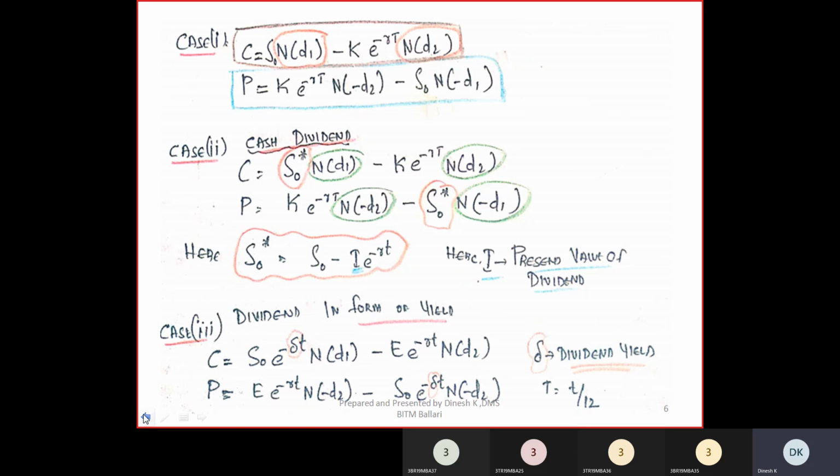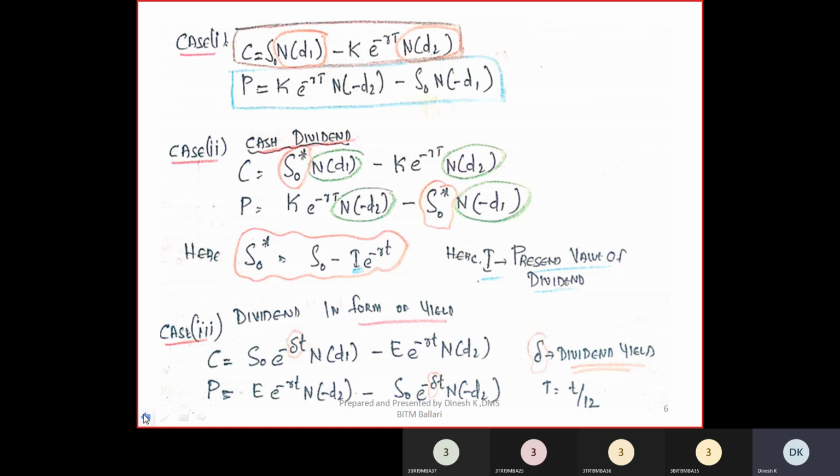So you have three cases: case 1, case 2, and case 3. Case 1 is in the form of no dividend, case 2 is in the form of cash dividend, and case 3 is in the form of dividend which has been mentioned in the form of yield. Okay, these are the three different cases. Let's try to understand what the standard formula is and how to proceed.